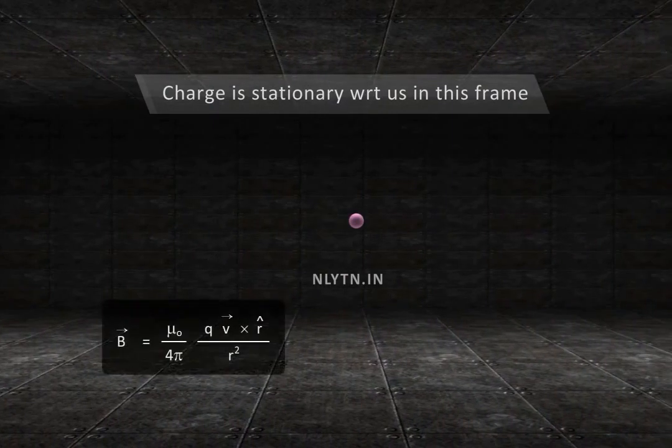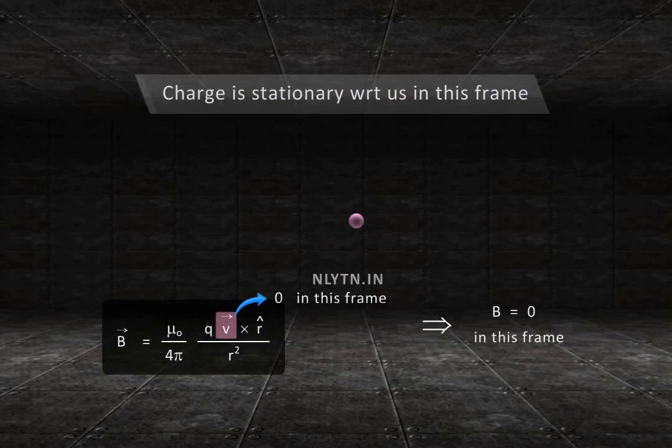Since this equation involves the velocity of charge, and in this frame of reference, the charge is stationary, so in this frame, there will be no magnetic field due to this charge. This is what experimental observation confirms.